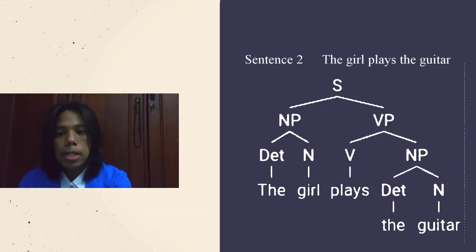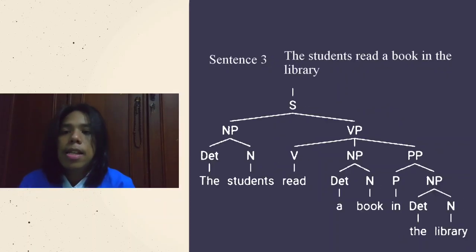The verb phrase is "plays the guitar." The verb "plays" is on the same level as the noun phrase "the guitar," and the noun phrase consists of "the," which is a determiner, and "guitar," which is a noun. "The guitar" becomes a noun phrase. So the structure is like this. Okay. Next, sentence 3. We have the sentence "the students read a book in the library."